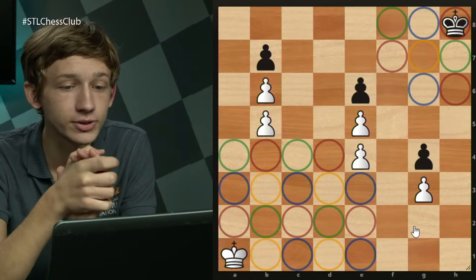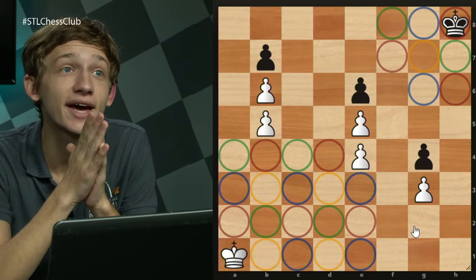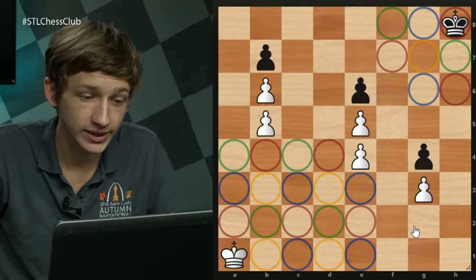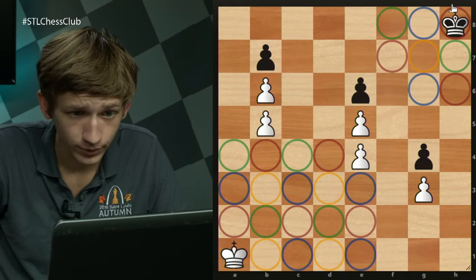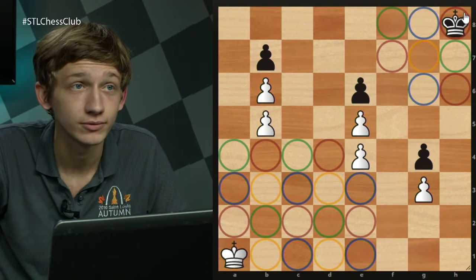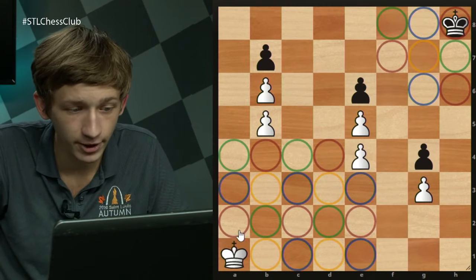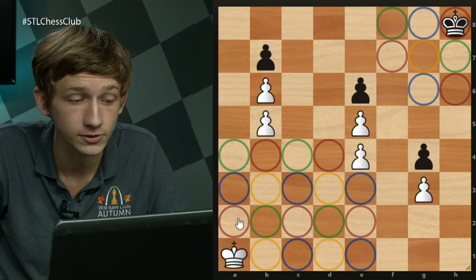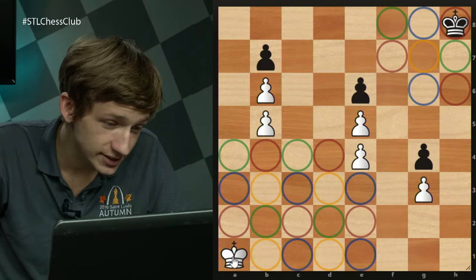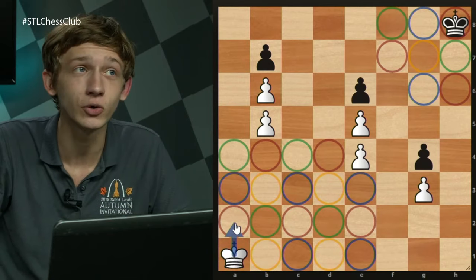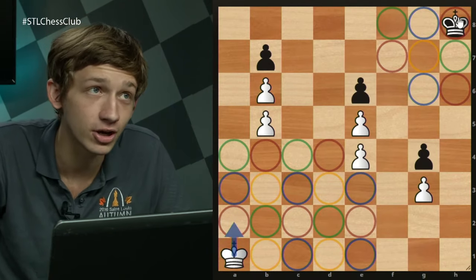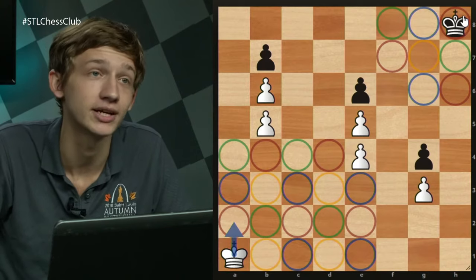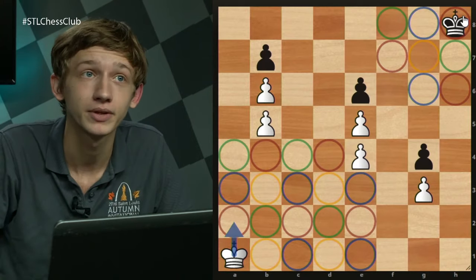Yeah, King A2 is the first move. Why is that apparent? Well, we see that C2 corresponds to H8, right? And extending our pattern, we saw that A2 is the same as C2. So A2 also corresponds to H8, which means if we step to A2, our opponent is already on H8, so he cannot step to H8, which means we win the game.